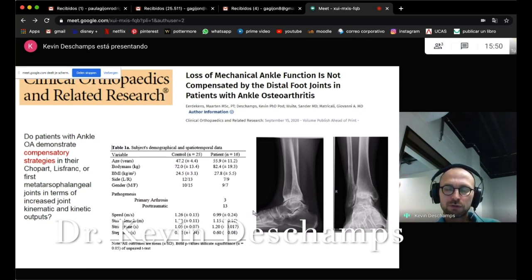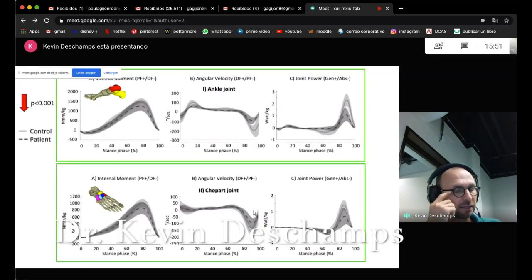So we recruited in our orthopedic unit a control group and a patient population of 16 patients with isolated ankle osteoarthritis. Let's be clear, so isolated: all the other joints were physiologically normal and didn't show signs of arthritis, of osteoarthritis. And we had a look at their kinetics again, to see if this research question could be rejected or should be accepted.